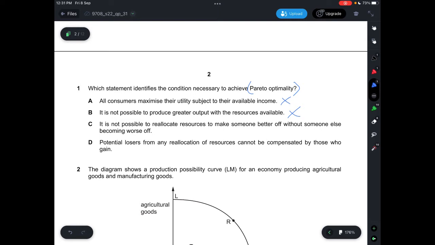And C, it is not possible to reallocate resources to make someone better off without someone else becoming worse off, so this is correct. And D, potential losers from any reallocation of resources cannot be compensated by those who gain, which is incorrect. So answer is C.